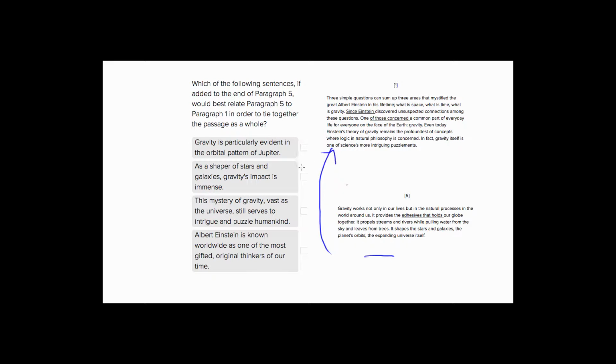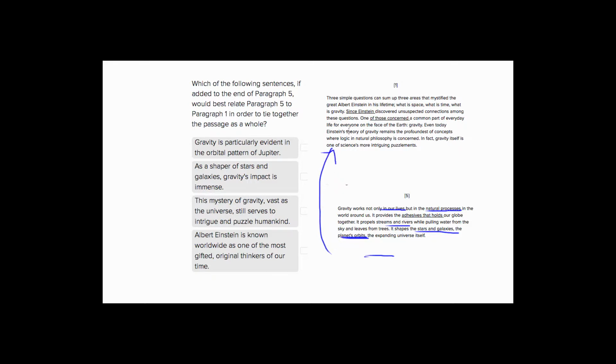Our first choice: gravity is particularly evident in the orbital pattern of Jupiter. So our fifth paragraph, our last paragraph, talks about how gravity works not only in our own lives, but in the natural processes in the entire world. It works for streams and rivers, it shapes the stars and galaxies, the planets' orbits. So even though we've mentioned planet orbits here, it wouldn't really make sense to just give this weird fact about Jupiter, about gravity being evident, because it's a really specific fact, and it doesn't serve to link back to paragraph 1.